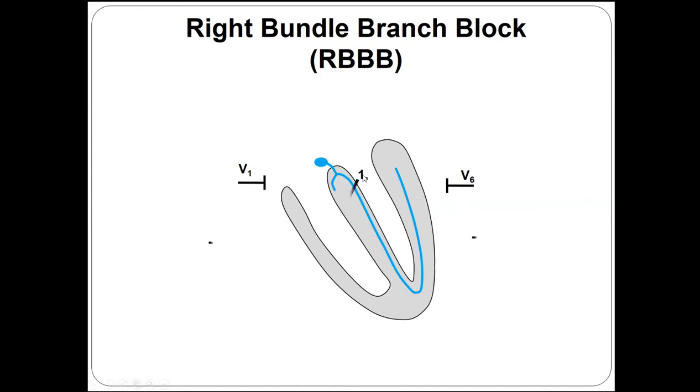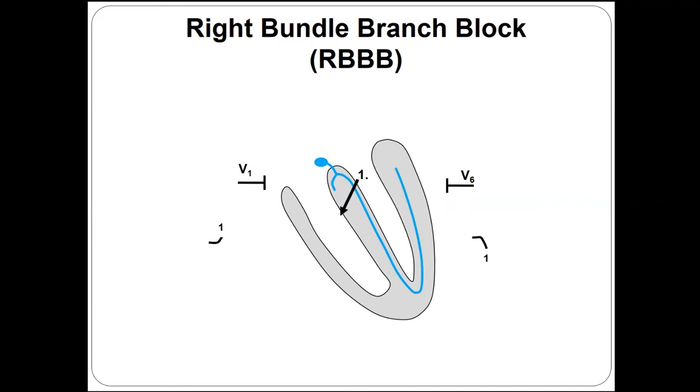In V1 the R comes first because that's the septal activation. The septum is activated from the left bundle, and the left bundle is intact. This goes from left to right. This is why you have positivity in V1 and negativity in V6, because it goes away from the left, toward the right. So it is only related to the direction of the vector? Yes, that's it.